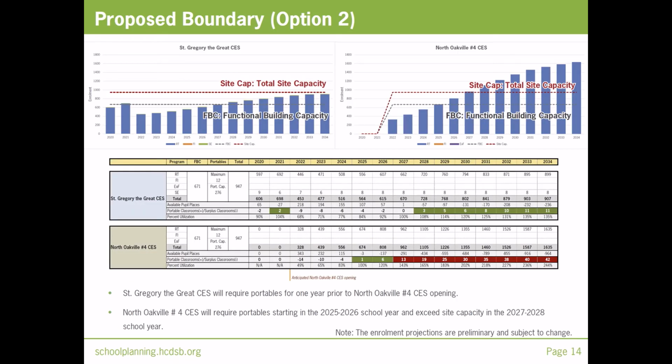In this option, St. Gregory the Great will require portables only for this school year prior to North Oakville No. 4 opening. Once North Oakville No. 4 opens, the enrollment in the two schools will balance out, and portables will not be required until 2025-26 school year when North Oakville No. 4 reaches functional building capacity.